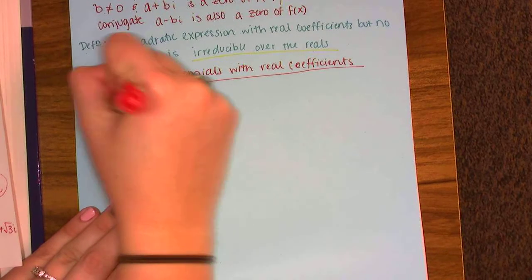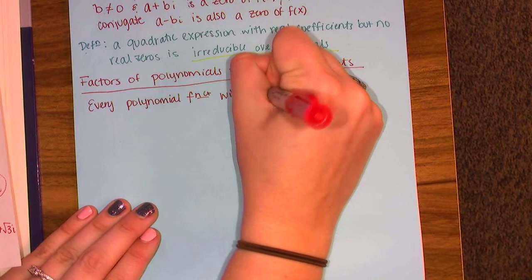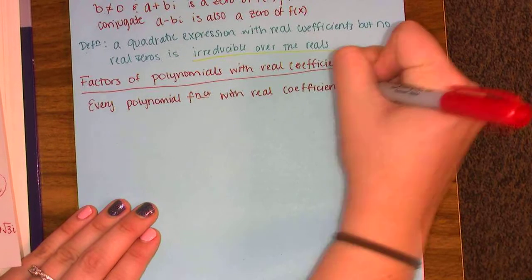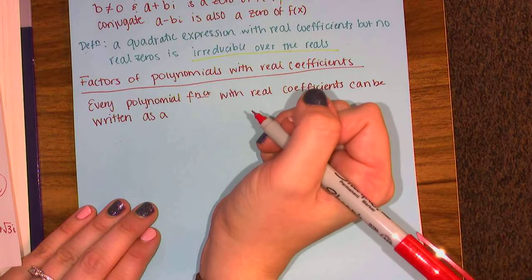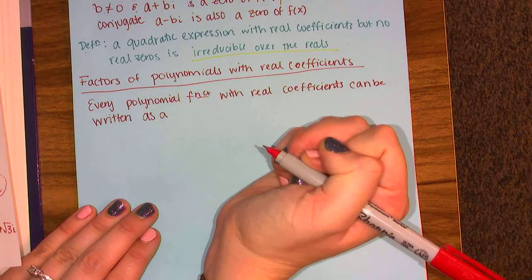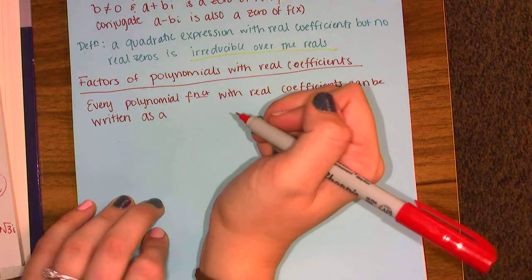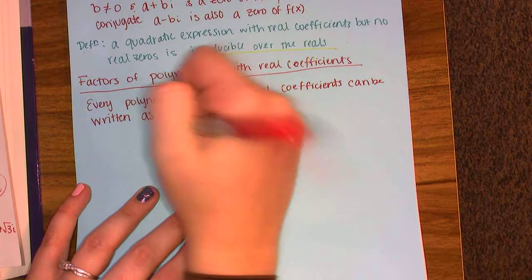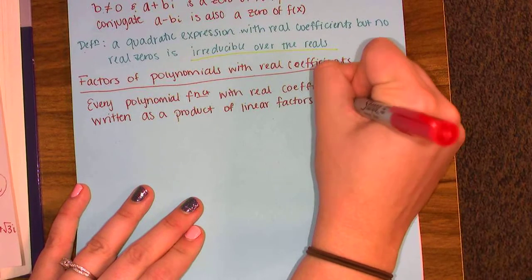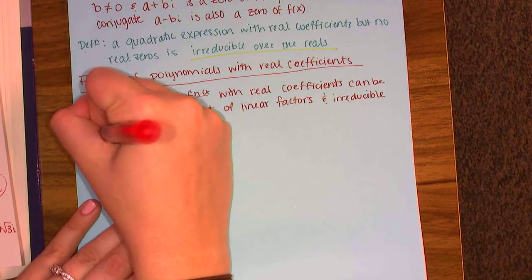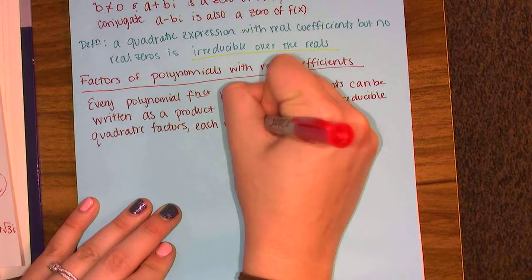Every polynomial function with real coefficients can be written as a product of linear factors and irreducible quadratic factors, each with real coefficients.